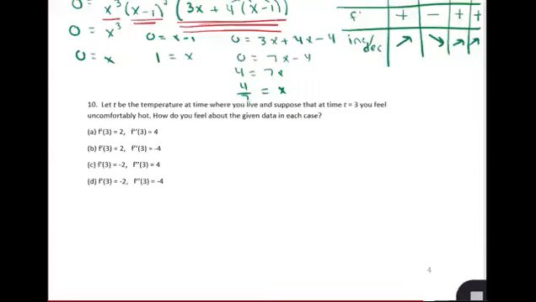For the first part, you are starting at time t equals 3, and you feel uncomfortably hot, meaning you think it is too hot. We don't know what the temperature is, but you think it's too hot. So let's see what we can deduce from the rest of the information. In part A, we're told that f prime of 3 equals 2. What does that mean? When we take the derivative, that gives us a slope. So at time 3, our slope is a positive 2, which means it is increasing.